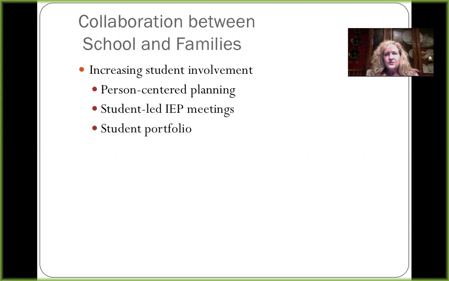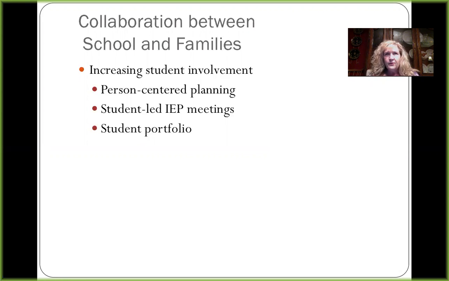One way that we can do that is increase student involvement. And we increase student involvement by making sure that our plans are very individualized and very centered on the person. There's a trend in schools today that we call person-centered planning.